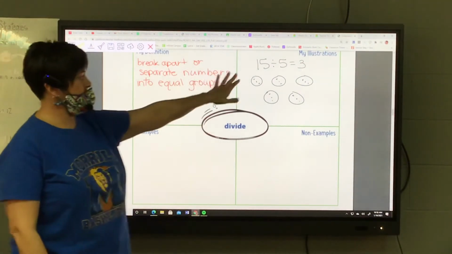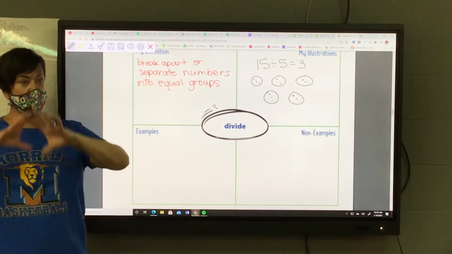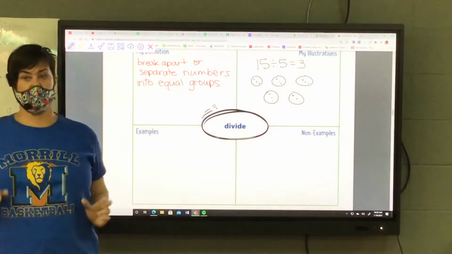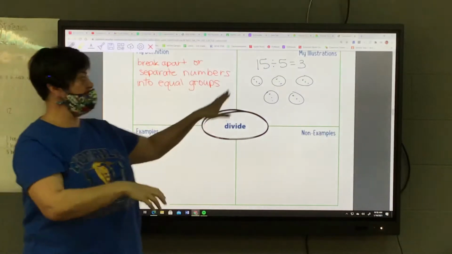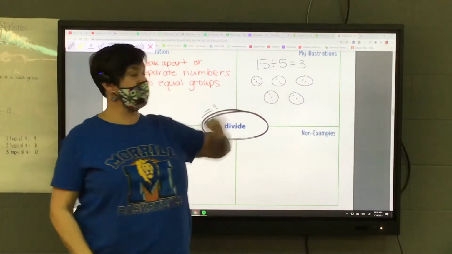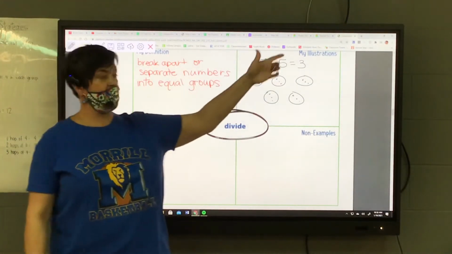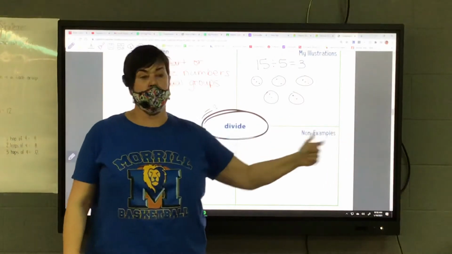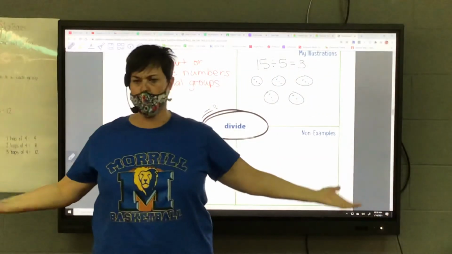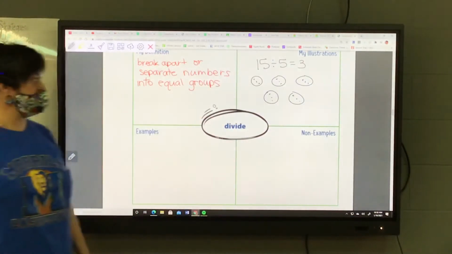Is that 15 divided by 5 equals 3? Because we started out with how many altogether? 15. We broke it apart into 5 groups, and there are 3 in each group. So 15 divided by 5 equals 3. We could double check that by saying 3 times 5 equals what? 15. Okay, so we have the right answer.